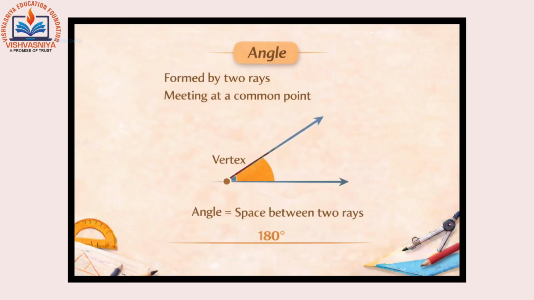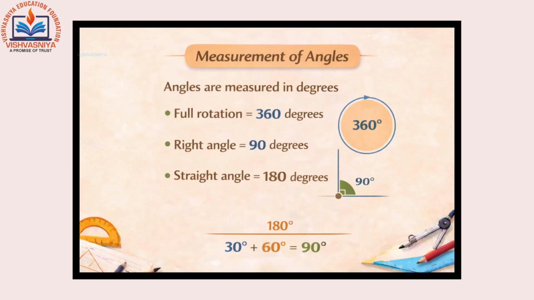Students, an angle is formed when two rays meet at a common point. The point where the two rays meet is called the vertex. The space between these two rays is known as the angle. In simple words, whenever two lines or rays meet at a point and create an opening, that opening is called an angle. Angles are measured in a unit called degrees.